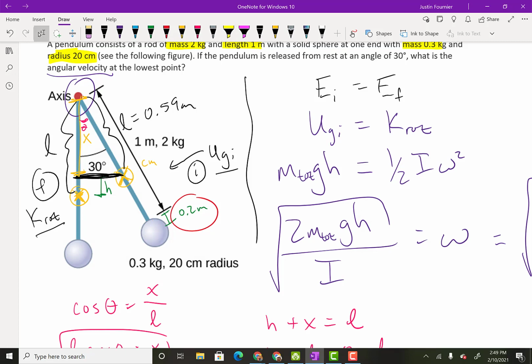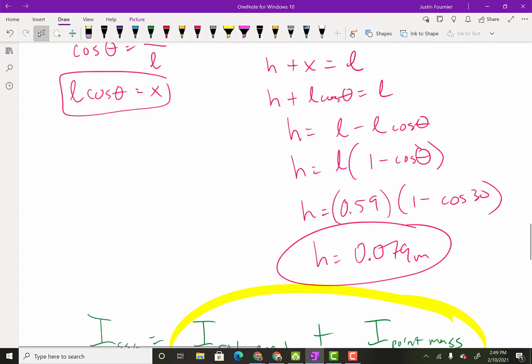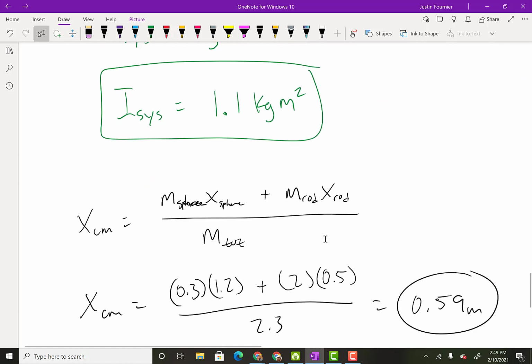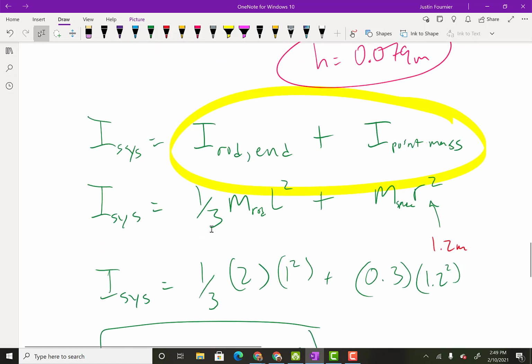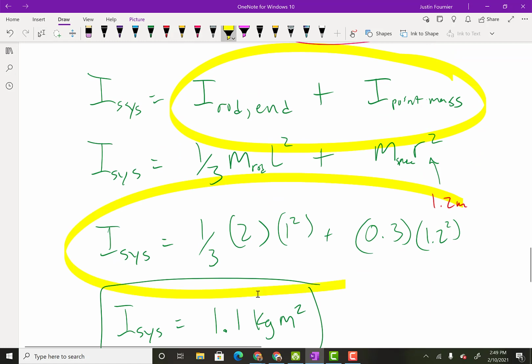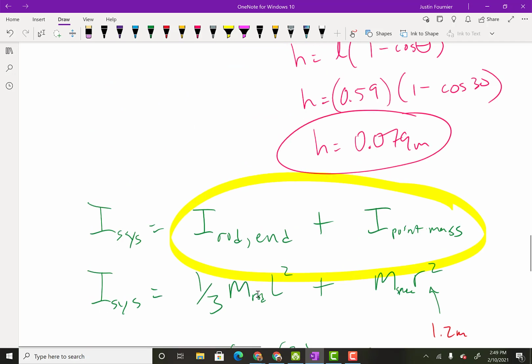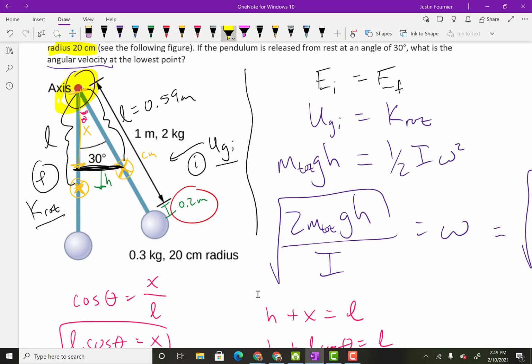Again, you could consider it a sphere, but then you would need to use the parallel axis theorem to show the shift there. And I don't think it's going to be that significant. I think we can just treat it as a point mass. And then we added those together. So remember, r in this case doesn't mean the radius. It means the distance from the axis of rotation. The axis of rotation is here. The distance from the axis of rotation to the point mass's center of mass was 1.2 meters. That's this distance right here.